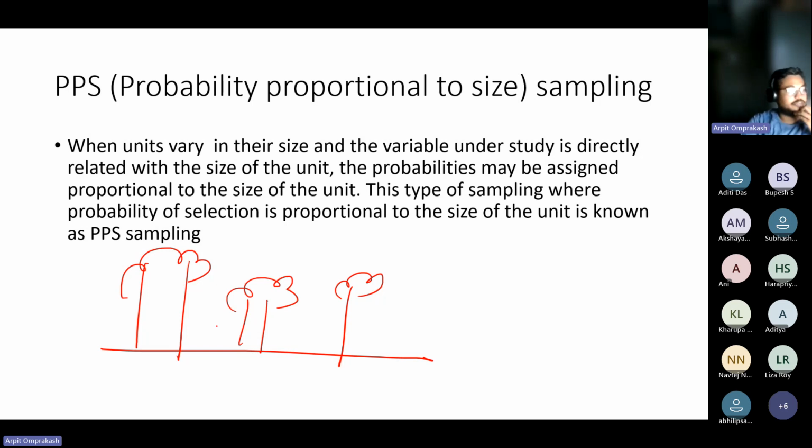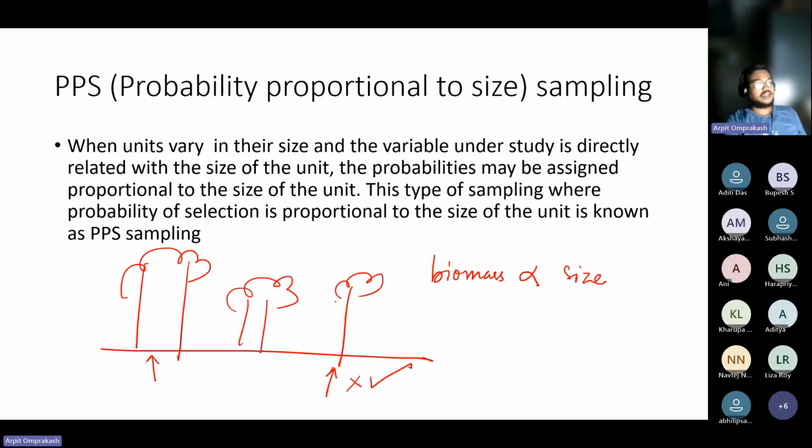In this case, we might miss out a few individuals of the smaller class, and that is okay. But we cannot miss out any of the larger individuals because they contain a large amount of biomass. So the thing that we are measuring, which is biomass, is also proportional to the size of the organism, right? And the organisms are varying in their size.